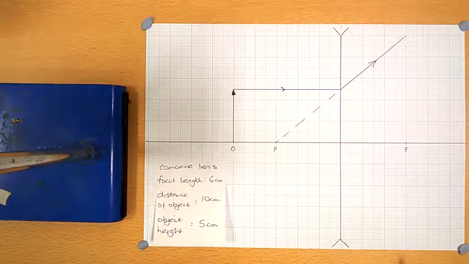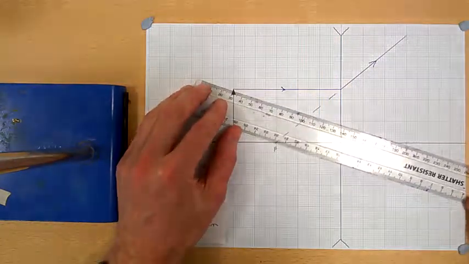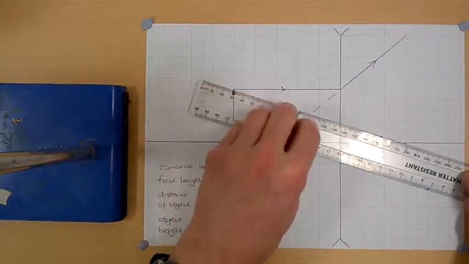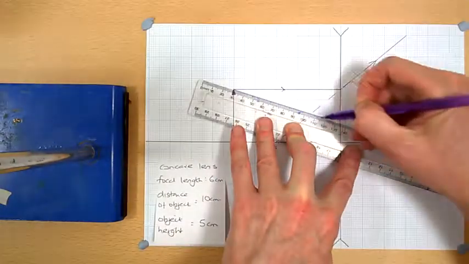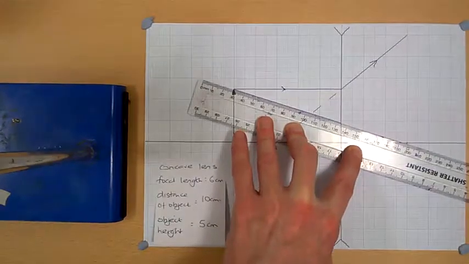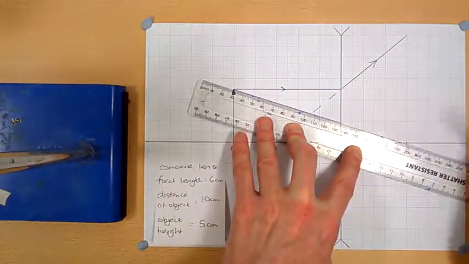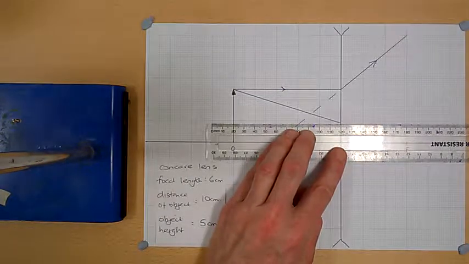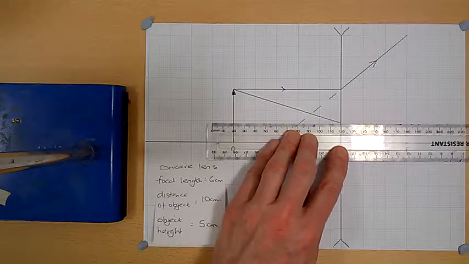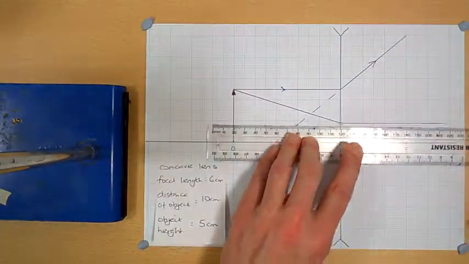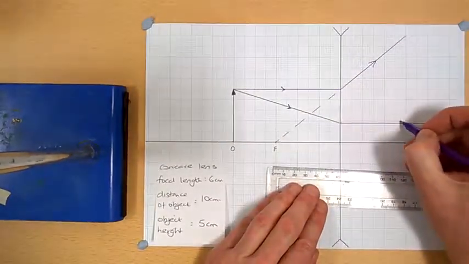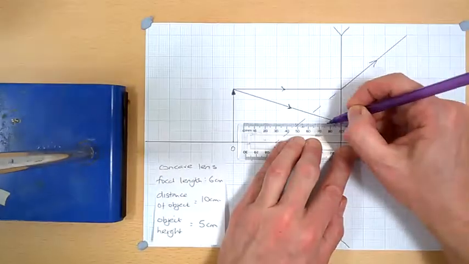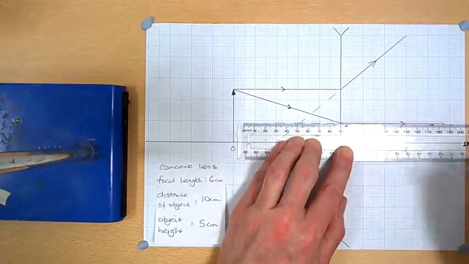Okay, now the next ray of light I draw is one that is heading for the focus on the other side. So the ray of light is going to approach the lens like so. Now the rule is, because it's heading for the focus on this side, when it comes out of the lens on this side, it will come out so that it's parallel with the axis. So the path taken by that ray of light is so. So if we follow that one backwards, it's looking like it came from that direction.